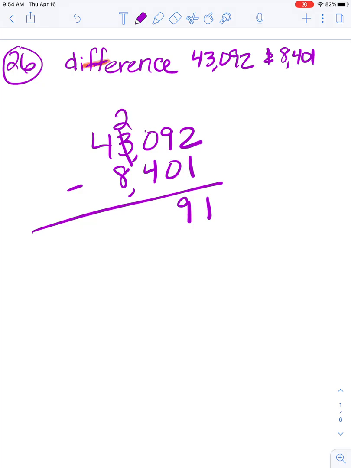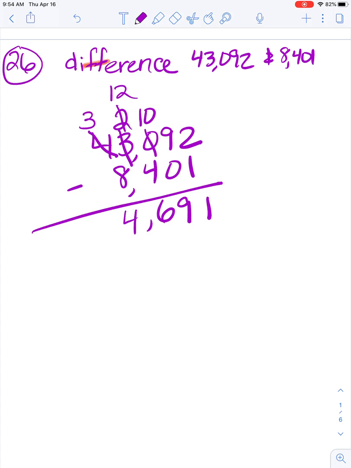Instead of 3, I have 2, and I'm bringing a 10 over. Now that I have 10, can I take away 4? I sure can, and that's 6. If I have 2, can I take away 8? Nope. Go next door and get 10 more. Instead of 4, I now have a 3. I'm bringing over a 10 and adding it to the 2, making that a 12. 12 minus 8 is 4.